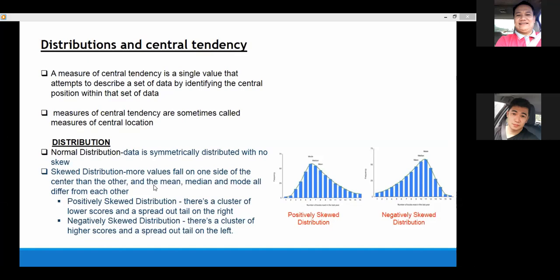What is a skewed distribution? In a skewed distribution, more values fall on one side of the center than the other, and the mean, median, and mode all differ from each other. In a positively skewed distribution, there's a cluster of lower scores and a spread out tail on the right. While in a negatively skewed distribution, there's a cluster of higher scores and a spread out tail on the left.